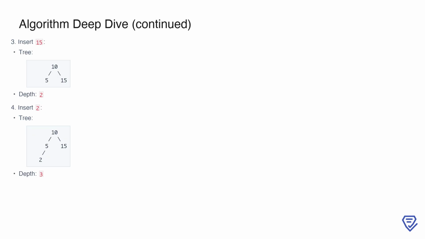Next, we insert 2, which is smaller than both 10 and 5. Following the left child paths, 2 is placed as the left child of 5. This increases the tree's depth to 3, as 2 is now at a deeper level than the previous nodes.